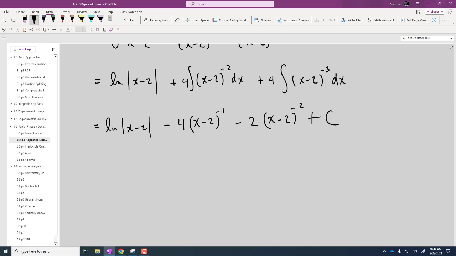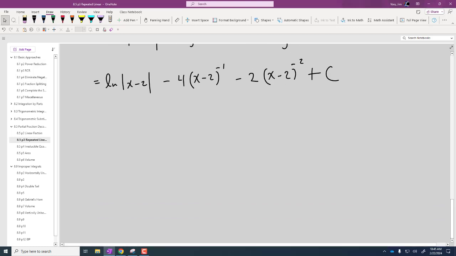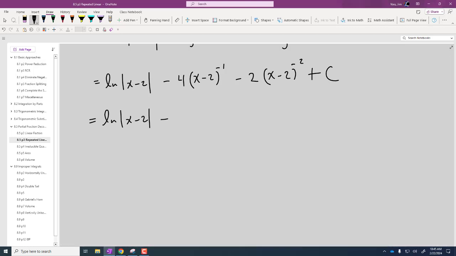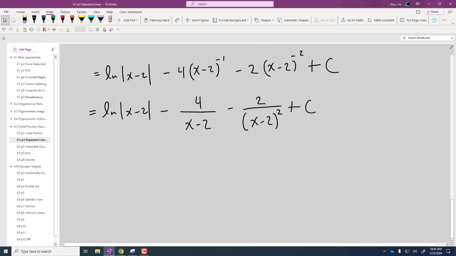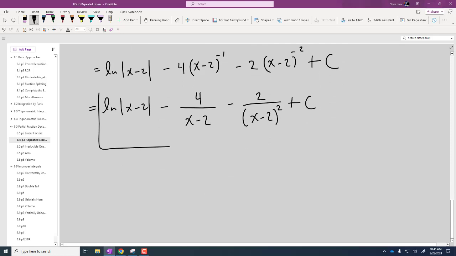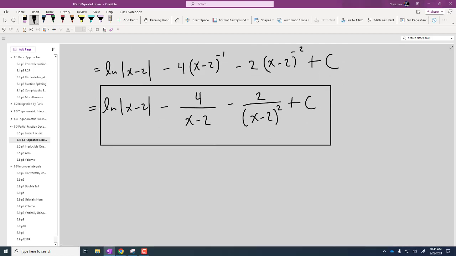So if we wanted to, one other thing we could do is just rewrite this. You don't have to, but usually we like to get rid of negative exponents. Is it necessary to get rid of them? Not necessary, but usually the preferred answer has no negative exponents.